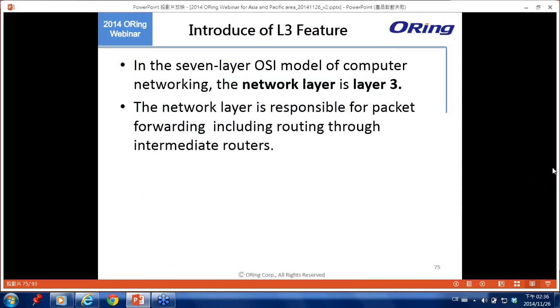What is a layer 3 feature? In the 7-layer OSI model of computer networking, the network layer is called layer 3. The network layer is responsible for packet forwarding, including routing through intermediate routers.